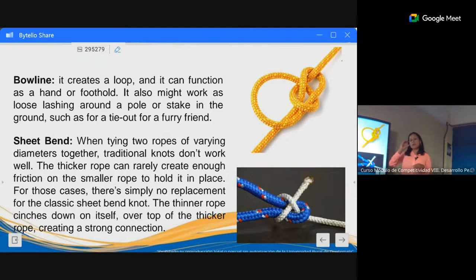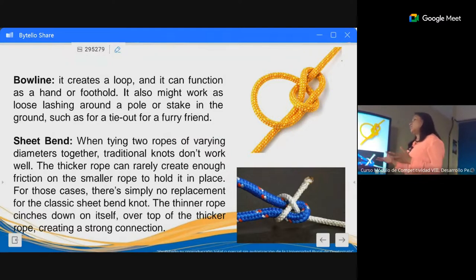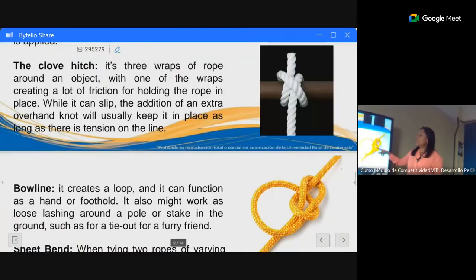So the one that is bigger, that's thick, and then the thinner one. We are going to use this type, and that depends not only on the fact that they are different. Traditional knots don't work well, so we're going to use this one in this case because it is going to create enough friction on the small rope to hold it in place, okay? So here we have four, right?